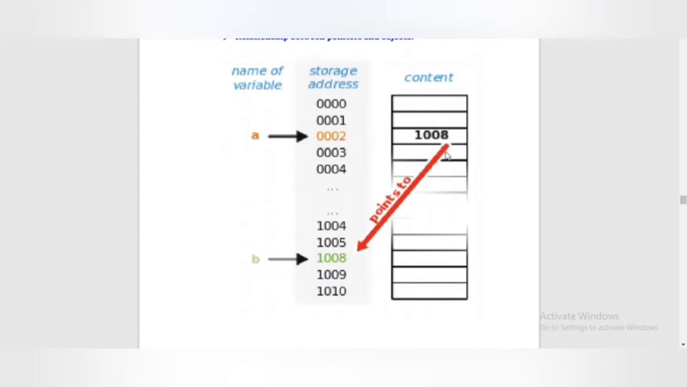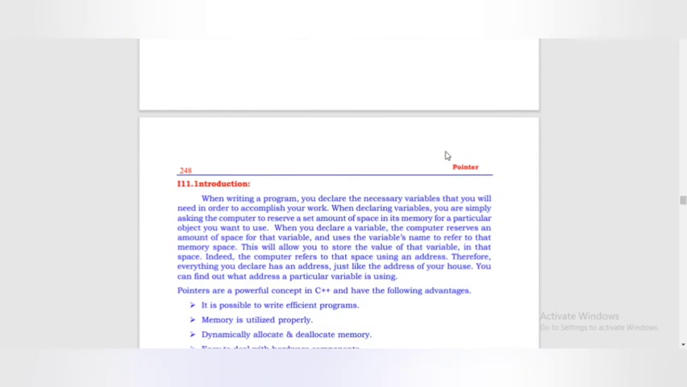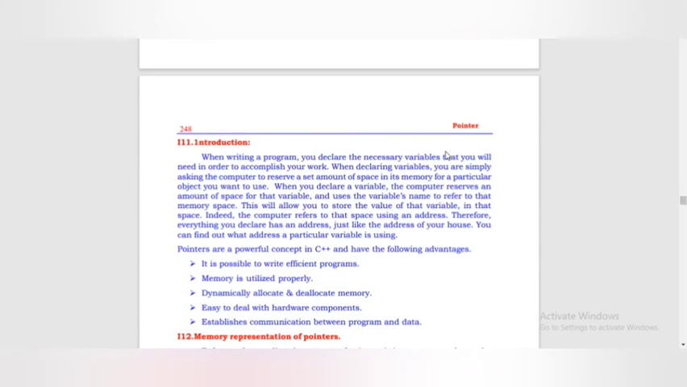So by making use of this address, we can easily find out the content of any variable. That is why we need to use the address. That address can be indicated by what? Pointer. That's why we need to use the pointer in our program.